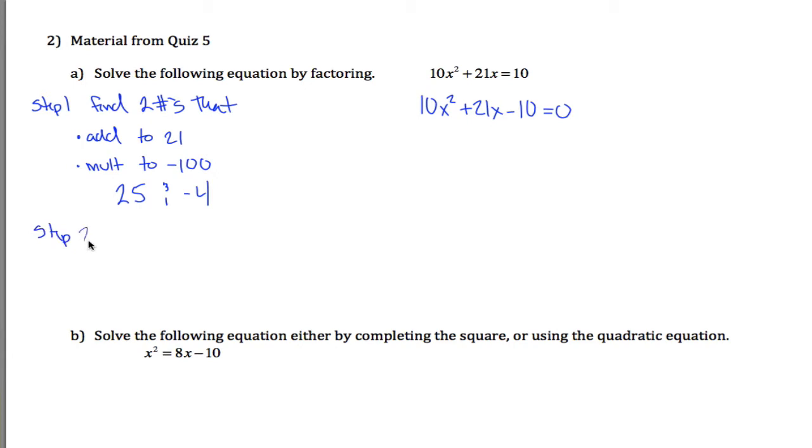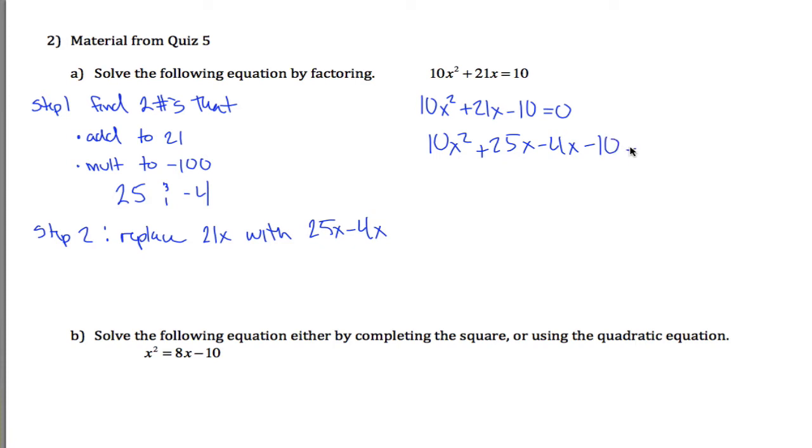Step 2 is you're going to replace your middle term, 21x, with 25x minus 4x. 21x is the same as 25x minus 4x, right? 25 minus 4 is 21. So it's okay to replace this. We're not changing any values. How did I come up with this? That was step 1. Those are the two numbers I found in step 1. What I'm saying is let's write this as 10x squared plus 25x minus 4x minus 10 equals 0. If you wrote minus 4x plus 25x, totally fine. You'll end up with the exact same answer. Step 3, factor by grouping.